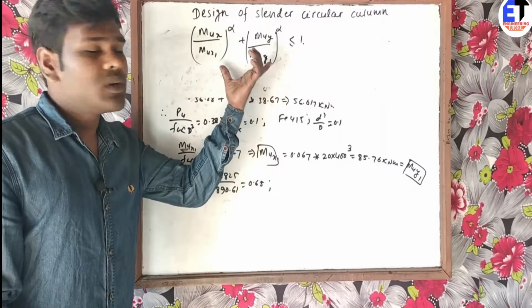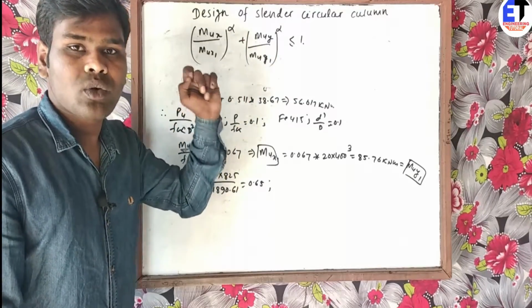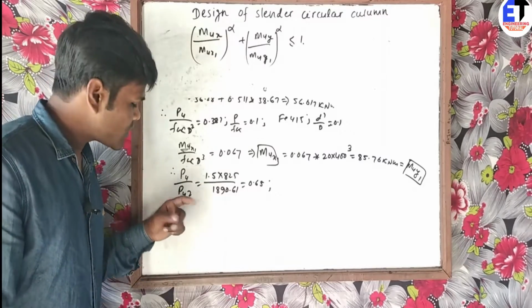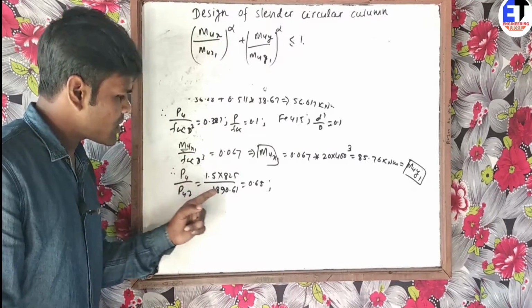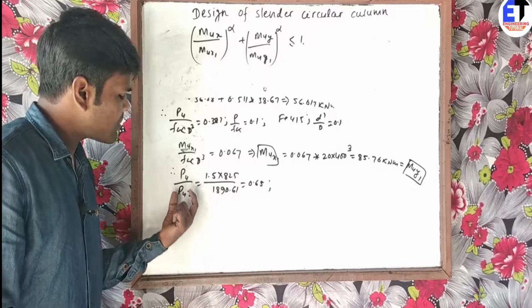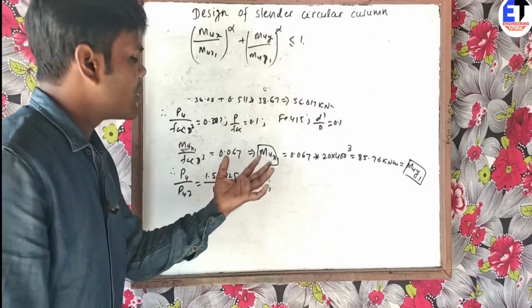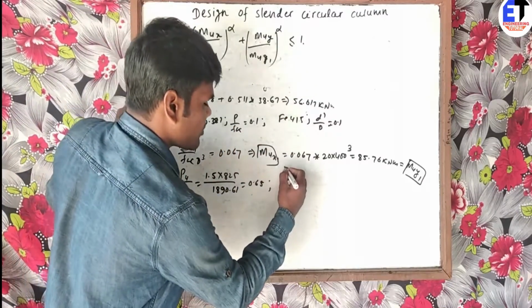So before calculating this value, we have to calculate the value of alpha. The value of alpha depends upon the ratio of Pu by Puz. So we have to calculate this value of Pu by Puz. The value of Pu by Puz is 0.65. So we have to calculate the value of alpha.